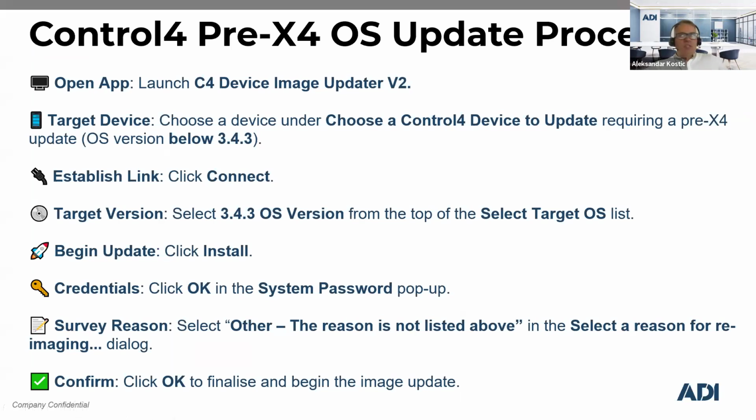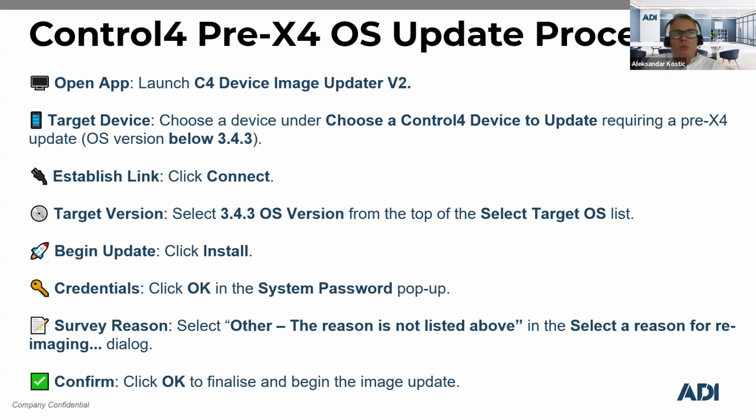So some of the best practices regarding the update. This is nothing new, but I would like to go through the standard update steps which we use for all Control4 updates. I mentioned that the minimum required OS3 for updating to X4 is 342 or 343. So if your project is lower than that, you can, of course, do it through Composer, or you can simply run Device Image Updater.